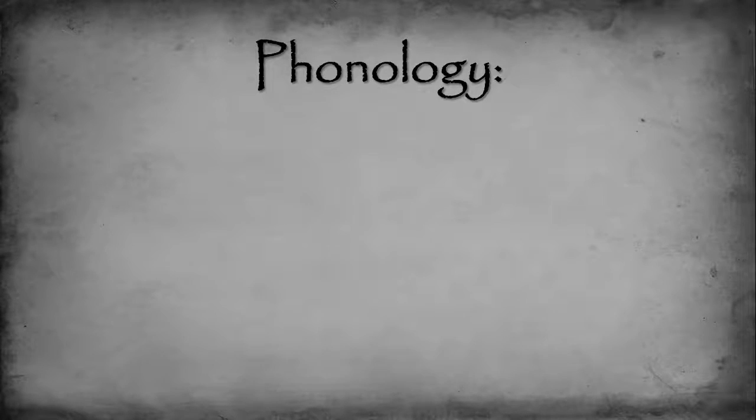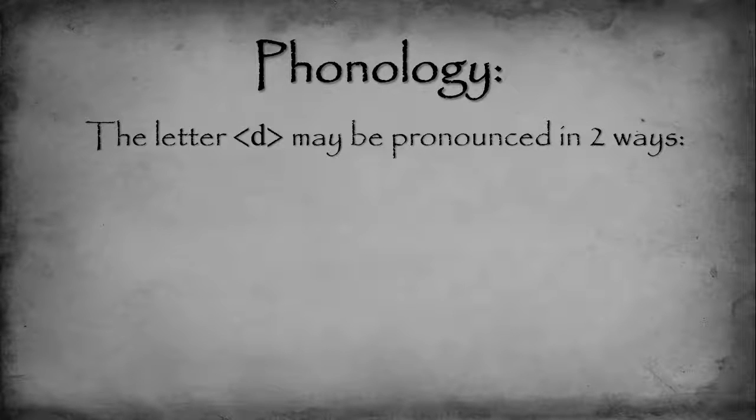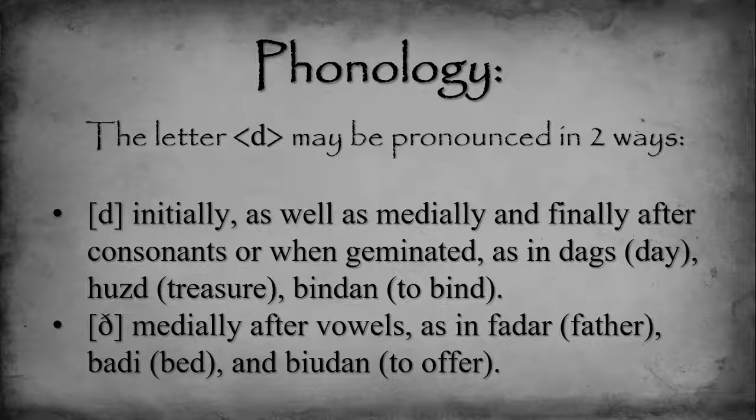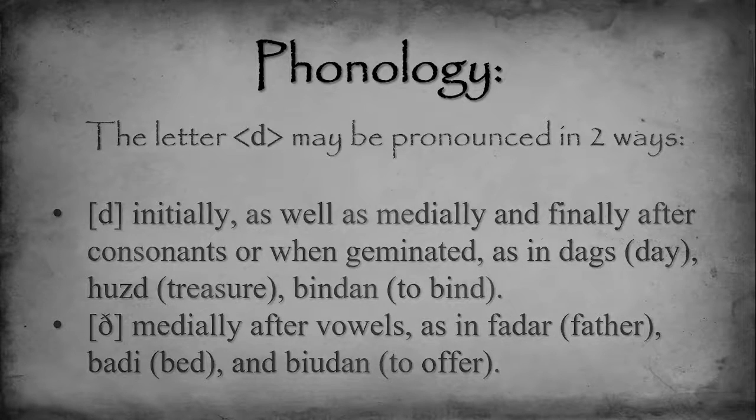The letter D may also be pronounced in two ways. As D initially as well as medially and finally after consonants, or when geminated, as in dags, meaning day, hulds, meaning gracious, and bindan, meaning to bind. And as th immediately after vowels, as in fadar, meaning father, badi, meaning bed, and biudan, meaning to offer.